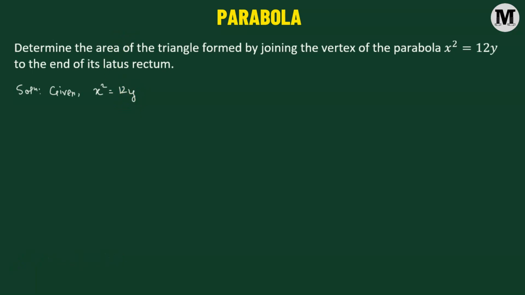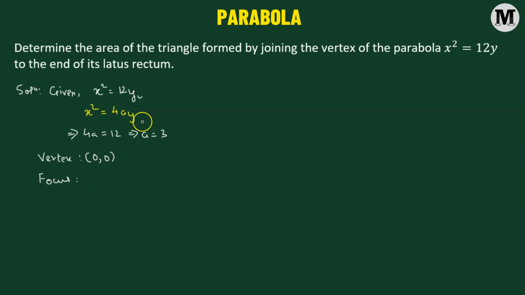Now we'll try to express this in the standard form, x squared equals 4ay. That gives us 4a equals 12, which means a is 3 units. Now that we have the value of a, we can define the vertex. The vertex of the parabola, when it is expressed in this standard form, is always going to be at the origin (0, 0).